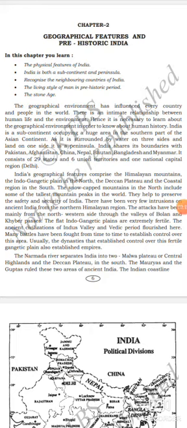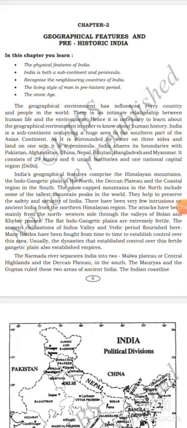India's geographical features comprise the Himalayan mountains, the Indo-Gangetic plains in the north, the Deccan Plateau and the coastal region in the south. The snow-capped mountains in the north include some of the tallest mountain peaks in the world. They help to preserve the safety and security of India. There have been very few intrusions on ancient India from the northern Himalayan region. The attacks have been mainly from the northwestern side through the valleys of Bolan and Khyber passes.